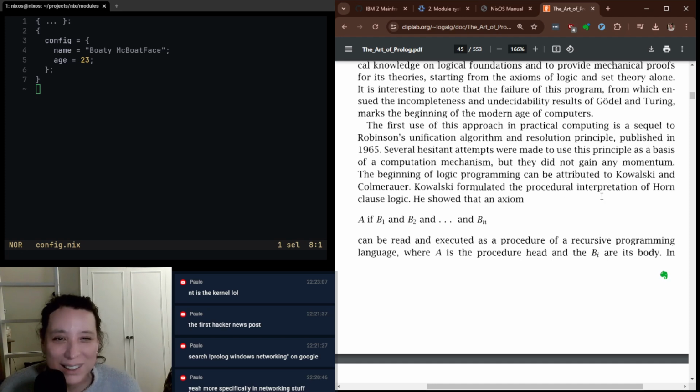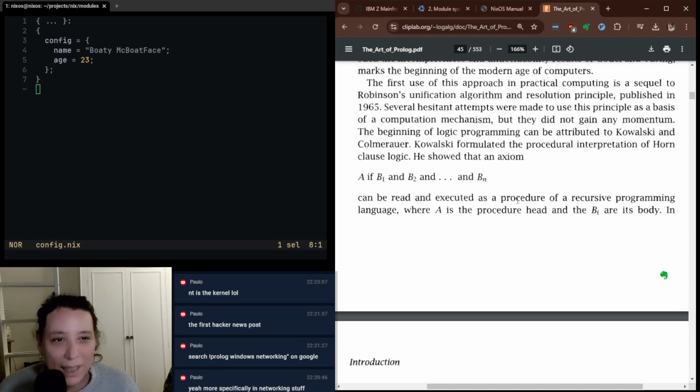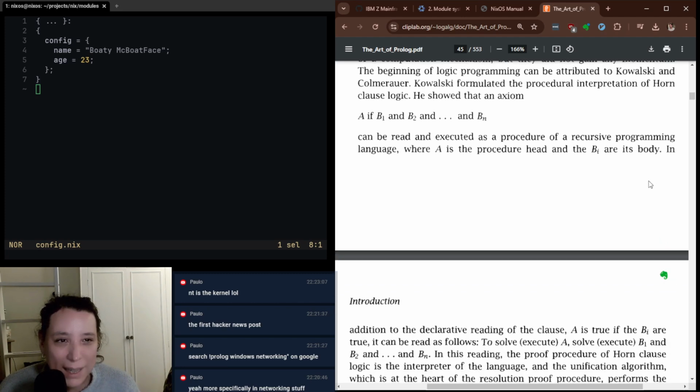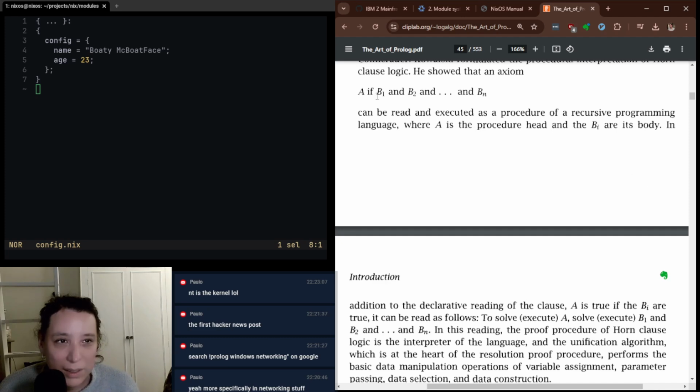Kowalski formulated the procedural interpretation of horn clause logic. He showed that the axiom A if B1 and B2 and so on up to Bn can be read and executed as a procedure of a recursive programming language where A is the procedure head and Bi are its body. So procedure head, like in lambda calculus, is the head, the parameters, and this is the body. So it's basically executing all of this.